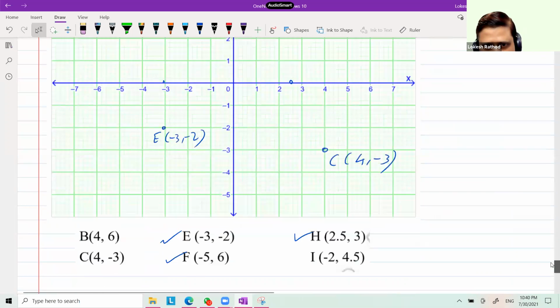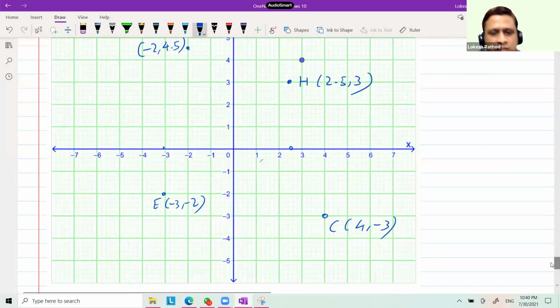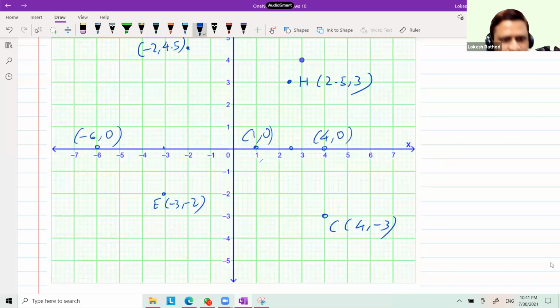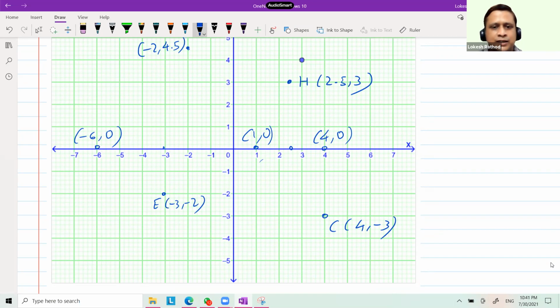What are the coordinates of this point? The coordinate of this point is x coordinate 1 and y coordinate 0. What are the coordinates of this point? X coordinate 4, y coordinate 0. The coordinate of this point, x coordinate -6, y coordinate 0. So all the points have their y coordinate equal to 0.